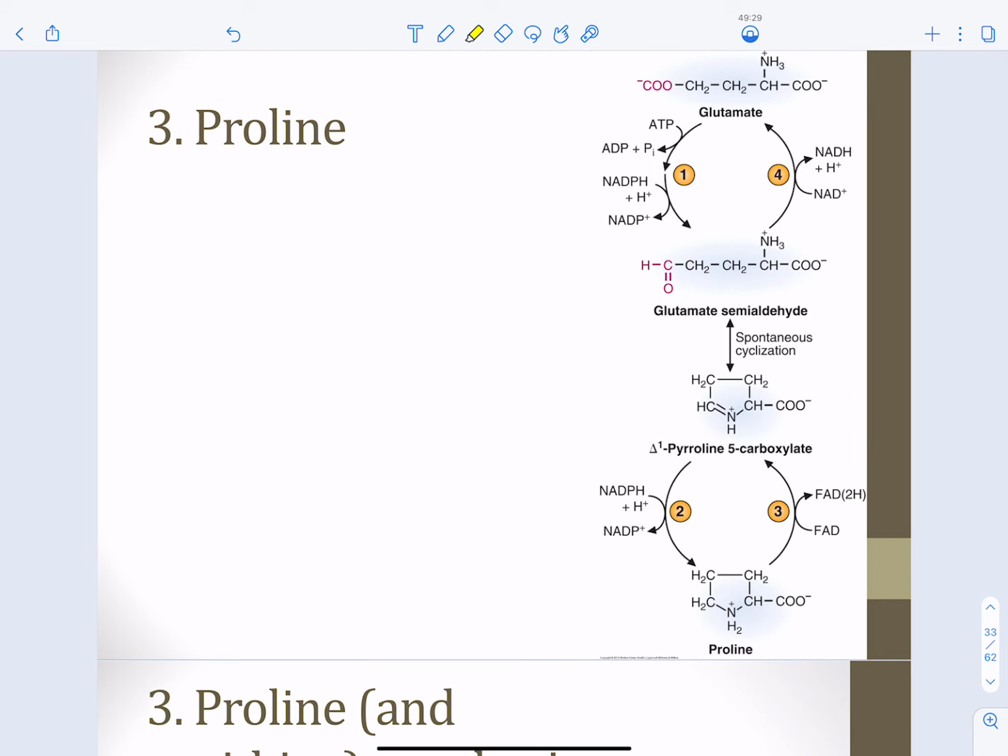Now, proline is also going to come from glutamate and can be broken down into glutamate. There are different enzymes that are going to form it, however, the intermediates are the same.